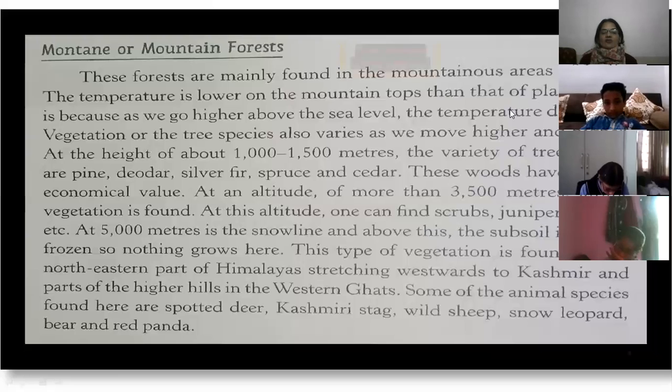Some of the animals found here are spotted deer, Kashmiri stag, that is mrug, hiran, that deer, wild sheep, snow bear, and red pandas. So these are the animals which are found in the mountain forest.